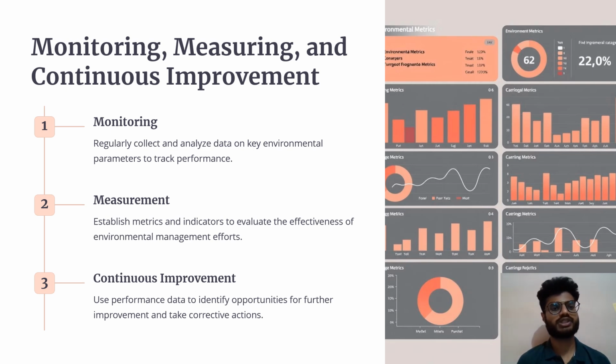So the monitoring, measuring, and continuous improvement. Monitoring means, if we take an example, we keep watch on the companies or industries which are emitting high pollution, and these organizations have that much power that they can even cancel the license of those companies. So by threatening them, we can make them stop releasing more and more pollution.